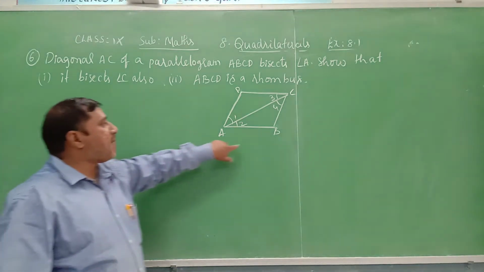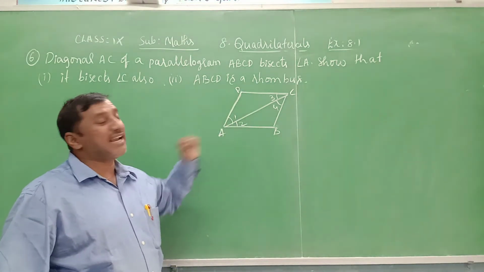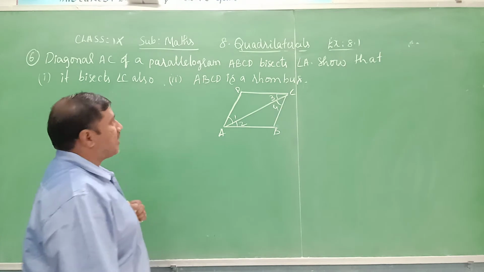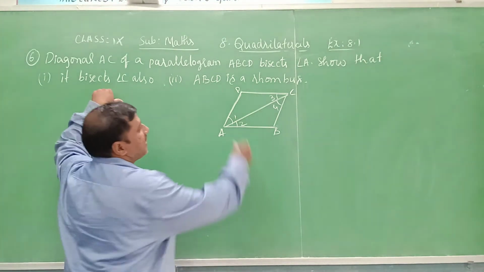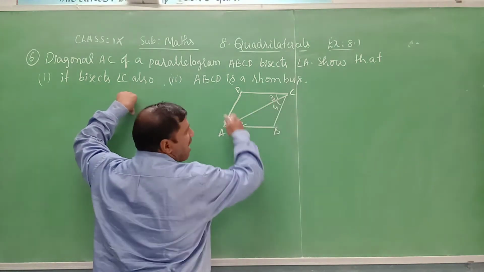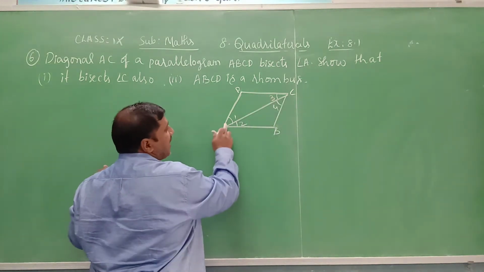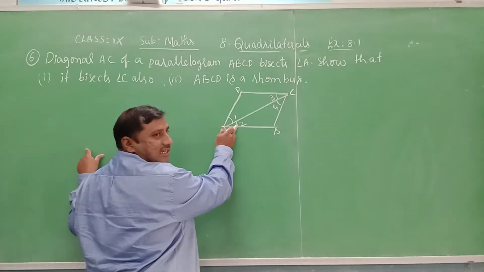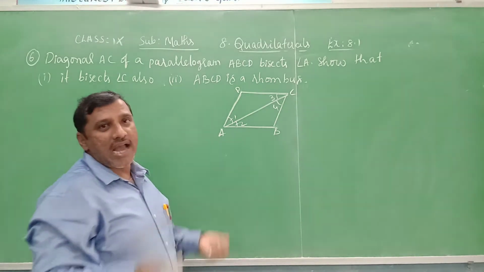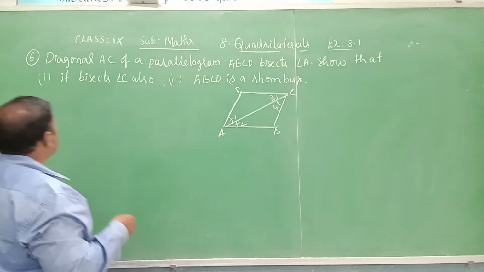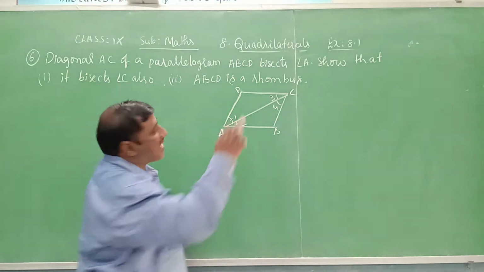Diagonal AC of parallelogram ABCD bisects angle A. Show that it also bisects angle C. So this diagonal AC of parallelogram ABCD is bisecting angle A. Here two angles are formed and these two angles are equal, that is, angle 1 is equal to angle 2. Then what we have to show? Show that it also bisects angle C.